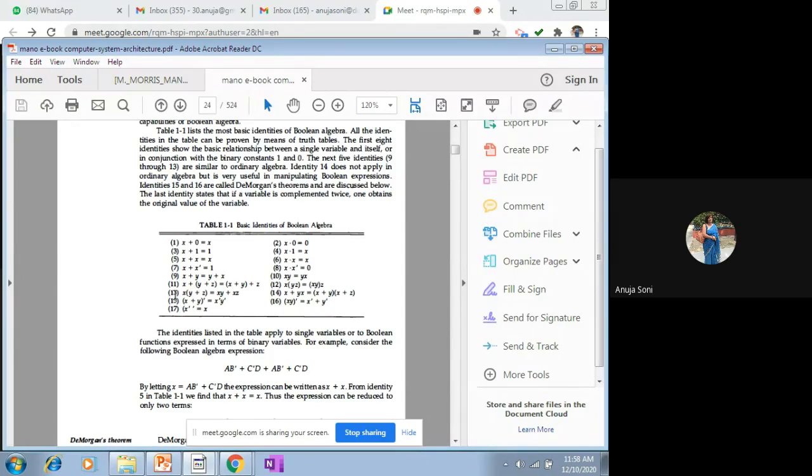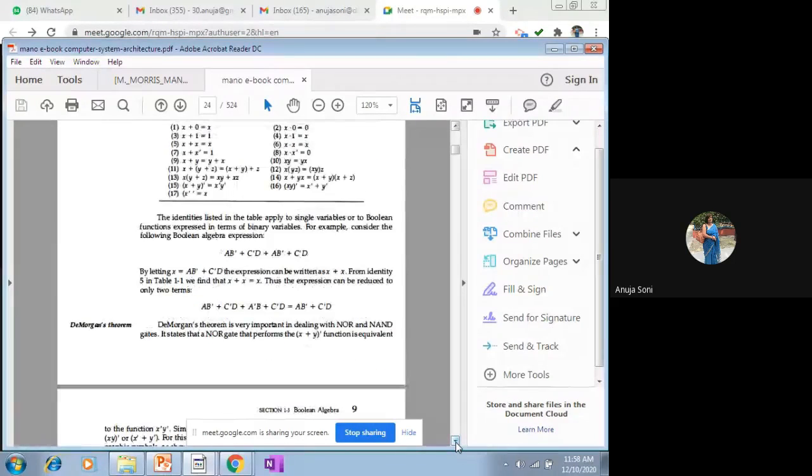Now Boolean identity number 17 says that (x dash) dash will be equal to x. It means if you take the complement of the complemented value, it will be equal to the value itself. All these Boolean identities are used in order to simplify Boolean expressions.